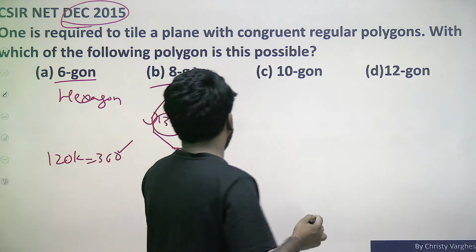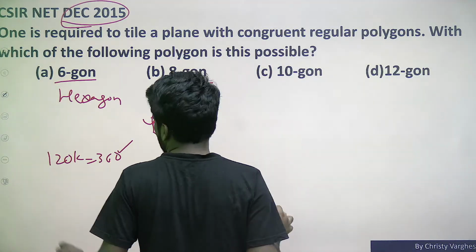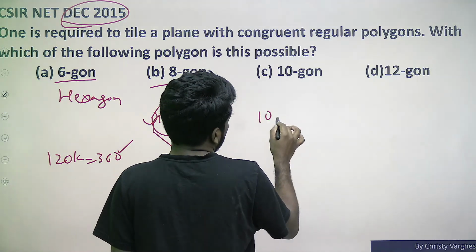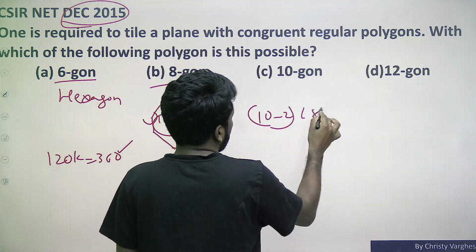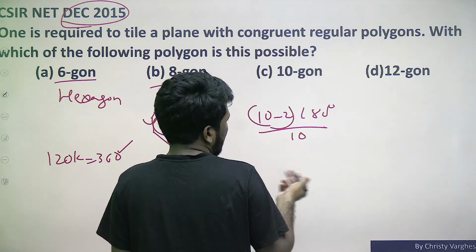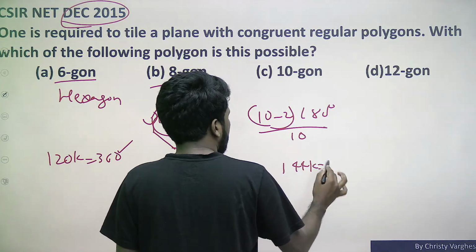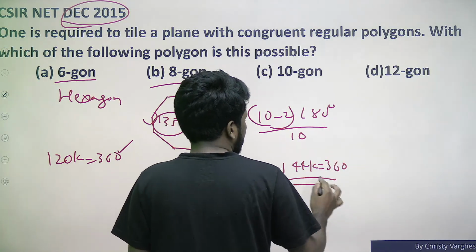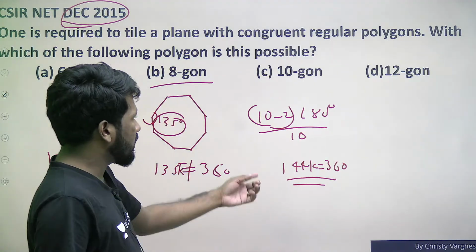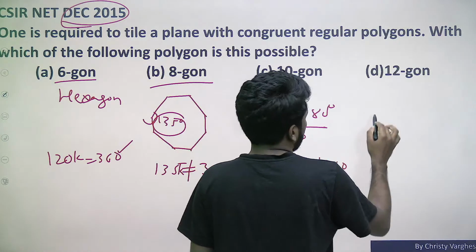Similarly, what is the problem with the 10-gon? For a 10-sided polygon, the sum of interior angles will be 10 minus 2 into 180 degree. Each of the angles will be that divided by 10, which comes to 8 into 180 divided by 10, 144 degree. 144 is not a factor of 360, and 360 is not a multiple of 144, so this tiling is also impossible.